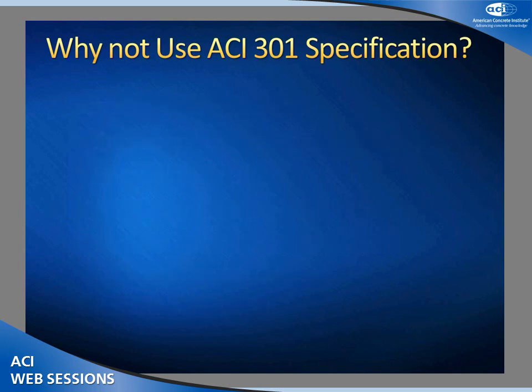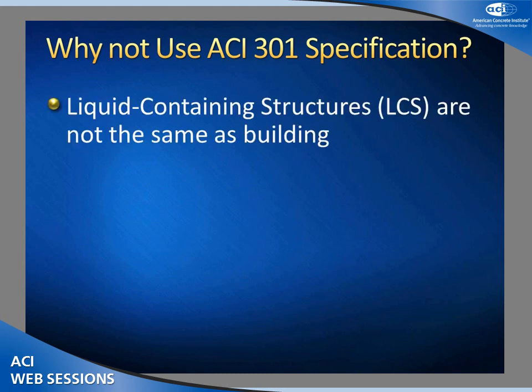And then once again, why go to the work? We did a lot of work on our code, so why take the time and effort to do a specification? It's predominantly because liquid-containing structures are not the same as buildings. We have much higher loads. If you look at a 30-foot head of water on a floor or a wall, 30 feet times 62.4, you're talking almost 2,000 pounds per square foot. I don't think you find that kind of loading situation in a building. It may be point loading, but across the entire structure, probably not.